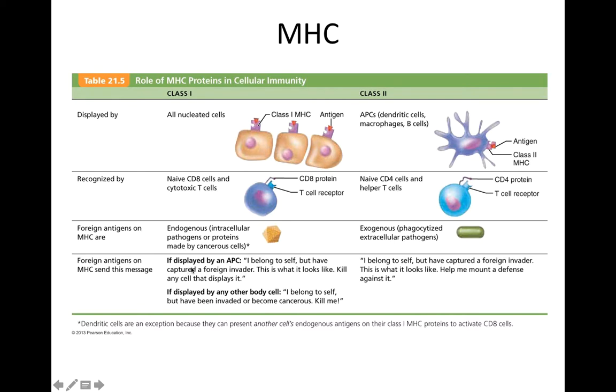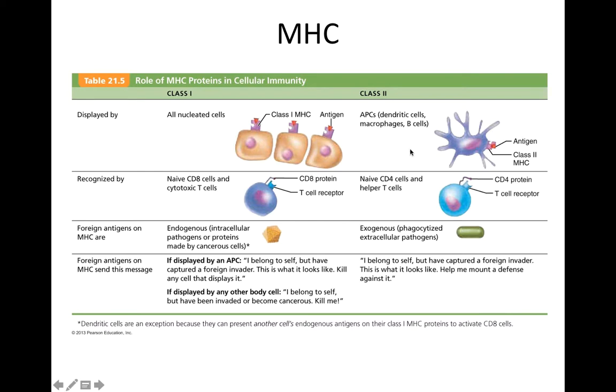If it's a cell that is not an APC, so any other body cell, what it's saying is, hi, I belong to self, but I have been invaded or I have become cancerous. You need to kill me. So the difference in these two populations of cells is that if an APC is displaying it, it's saying, hey, cytotoxic T cell, I okayed this with a helper T. Go find everything that looks like this and kill it. If it's a body cell that is not an APC, it's saying, I need you to kill me. I've been infected. I have a problem. I'm turning cancerous. I need you to kill me. So very different message there.